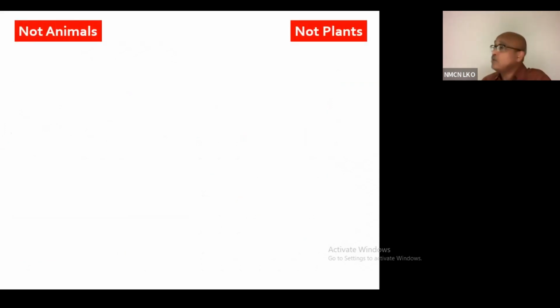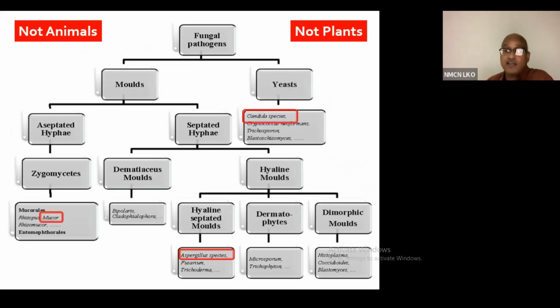So is it an animal or is it a plant? Neither. It is neither a plant nor an animal. Today's topic, we'll try and look into Candida, Aspergillosis, and Mucor. Mucor less, Candida more, and Aspergillosis more, because most of us living or sitting in this room will deal with non-neutropenic patients coming to their unit. So when you talk of non-neutropenia, it will be mostly Candida and mostly Aspergillus.